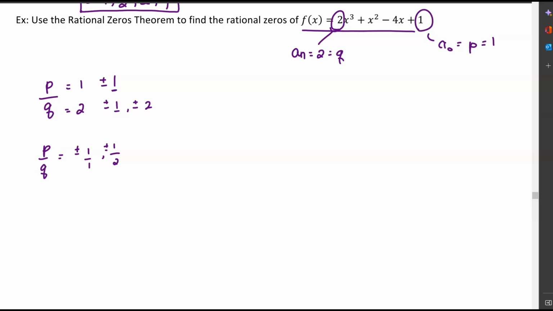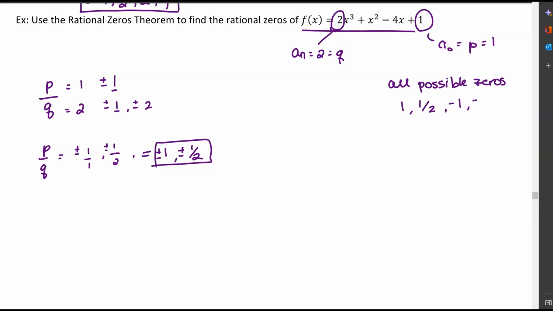So we only have 4 potential factors, right? So this equals 1, plus or minus 1, and plus or minus 1/2. All of our possible zeros really turn into 4 possibilities. We have positive 1, positive 1/2, negative 1, and negative 1/2.